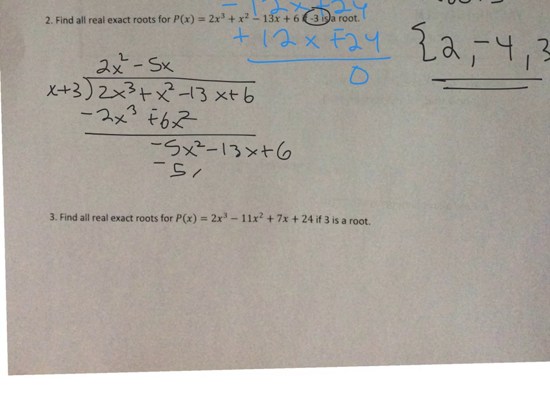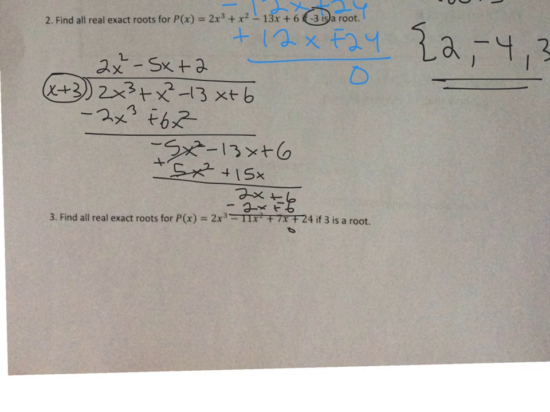Time to divide again, negative 5x, and then distribute. That gives you negative 5x squared minus 15x. Draw your line, change the sign. That gives you 2x plus 6. Time to divide again. 2x divided by x is positive 2. Multiply it out, 2x plus 6. If you subtract, you're going to get a remainder of 0. So that's what we would expect.